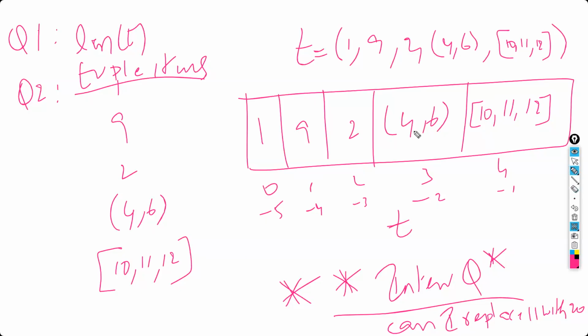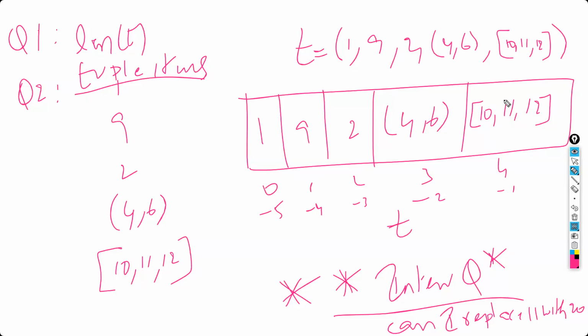Now, the same logic can be applied on the 4 and 6. 4 is considered as what item? Tuple item only. 6 also tuple item only. A combination of tuple of 4, 6 is also a tuple item only. But what about the 10? List item. 11, list item. 12, list item. List of 10, 11, 12, tuple item. Point is clear?